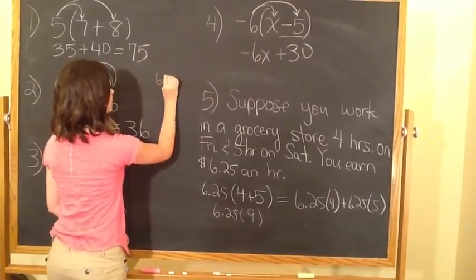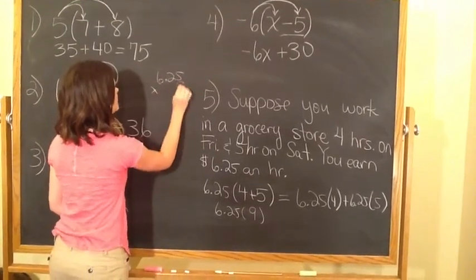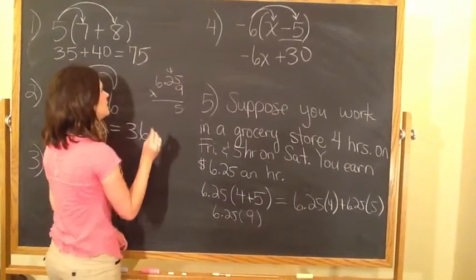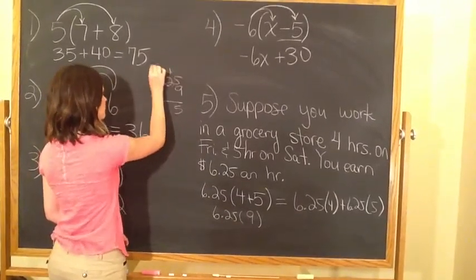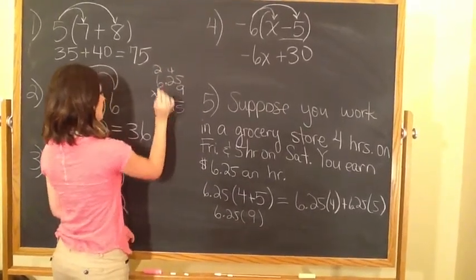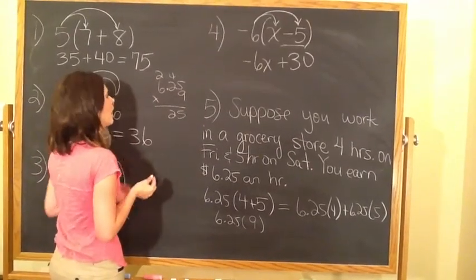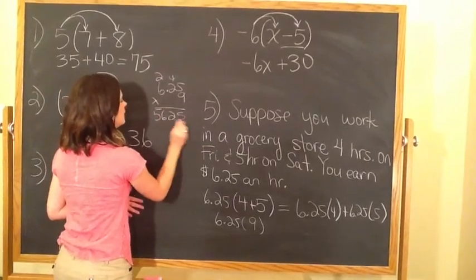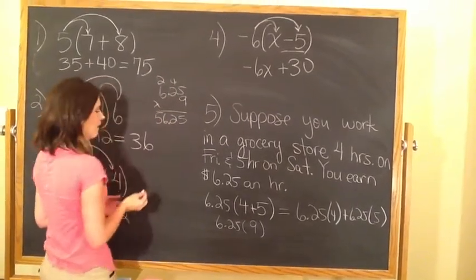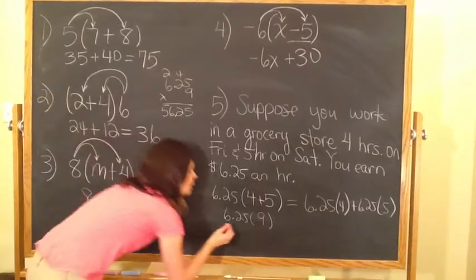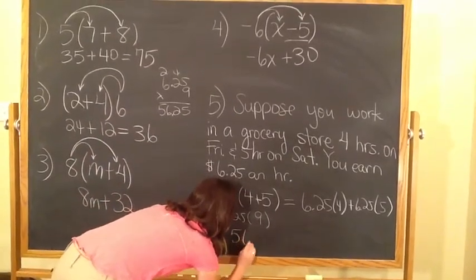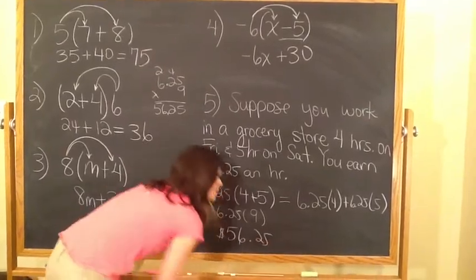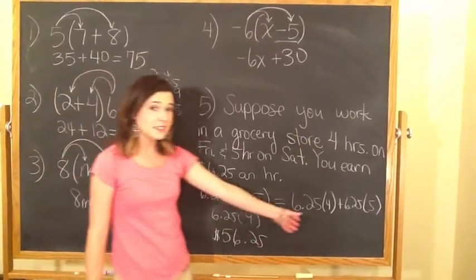So 6.25 times 9. 9 times 5 gives us 45. 9 times 2 gives us 18, 19, 20, 21, 22. And then we have 9 times 6, which gives us 54, plus 2, which gives us 56. So we know that they made $56.25. Now let's see if this equation really is equivalent to this one.